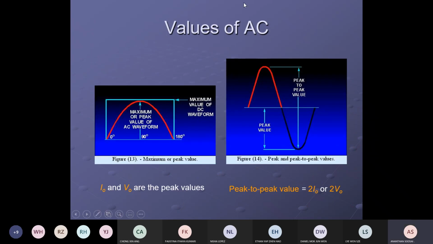Alternating current has a peak value. Actually, the voltage is varying from up to down, right? You know that. So it has peak values. If you channel the alternating current to a CRO, the CRO can trace the graph. From the equilibrium to the top is the peak value, I naught and V naught. Or from crest to trough, this is called the peak to peak value. Peak to peak value is 2 times the peak value. So peak to peak value divided by 2, you get the peak value.